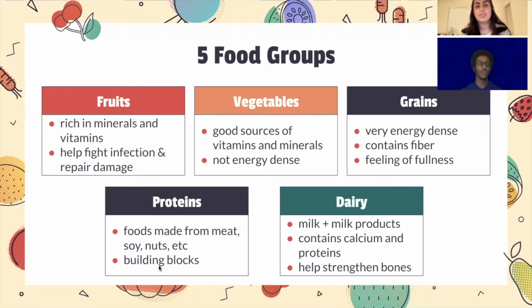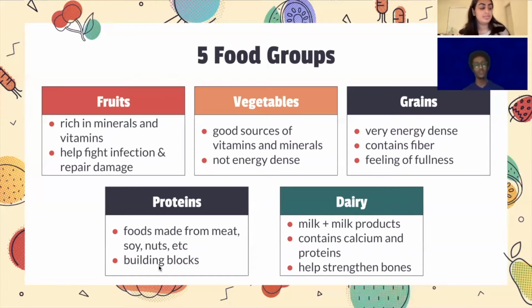So starting it off with the first food group, we have fruits. Fruits are very good for their richness in minerals and vitamins. They might not be good sources of energy on their own, but they have lots of benefits because they can help your body fight off infections and repair damage that it might incur.